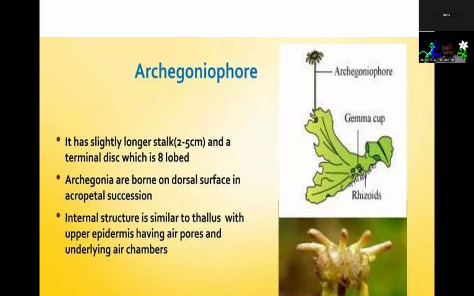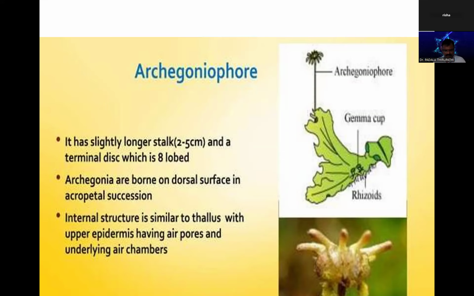About the archegoniophore. The archegoniophore is formed on the female Marchantia plant body. Here in the upper diagram, you are seeing the Marchantia plant body with lobes. On one of the lobes, on the terminal part near the notch, you are seeing a stalk-like structure called the archegoniophore. At the tip of the archegoniophore, you are seeing many-lobed hanging structures, somewhat umbrella-like, that is the archegoniophore, whereas the antheridiophore has a disc-like structure.